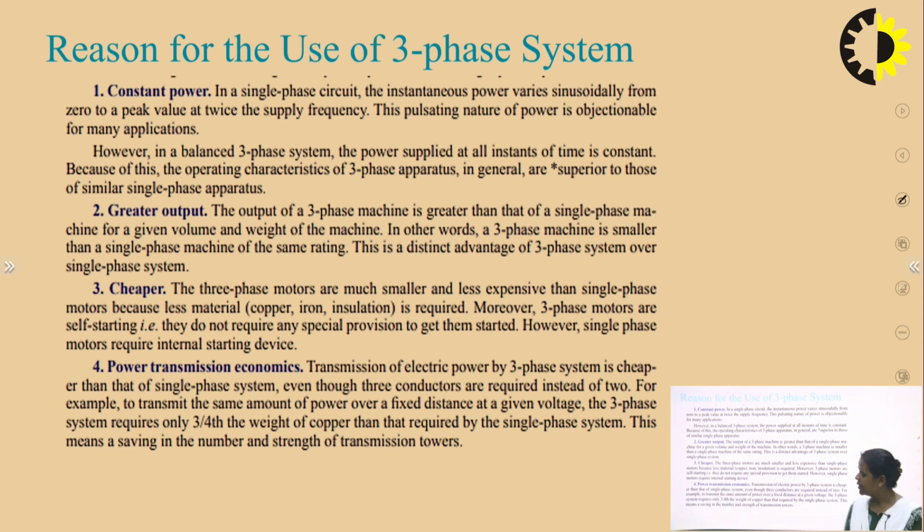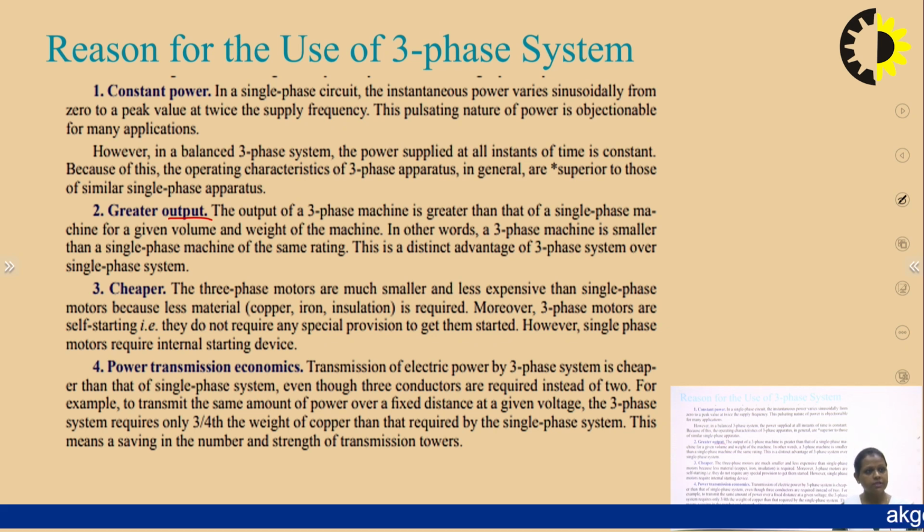Then the second one is that it has a greater output. The output of a three phase machine is greater than that of a single phase machine for a given volume and weight of the machine. Or in other words, we can say a three phase machine is smaller than a single phase machine of the same rating. And this is a distinct advantage of the three phase system over the single phase system.